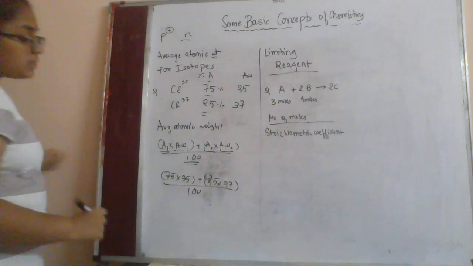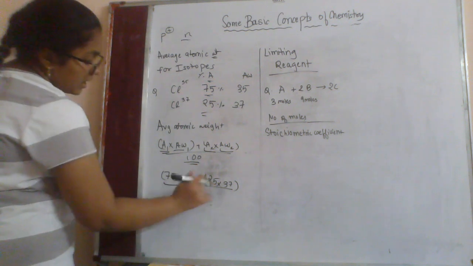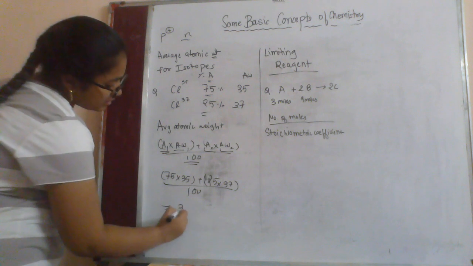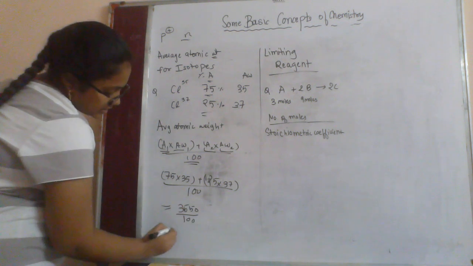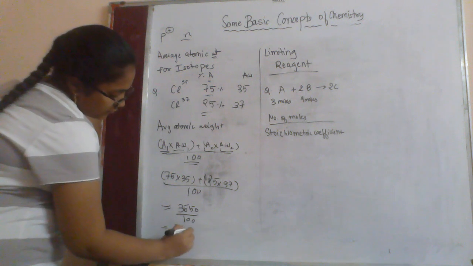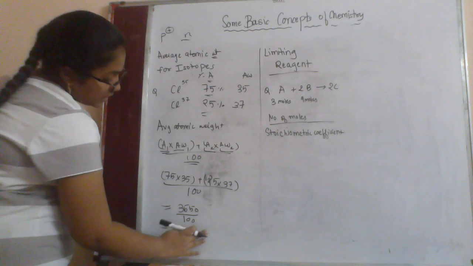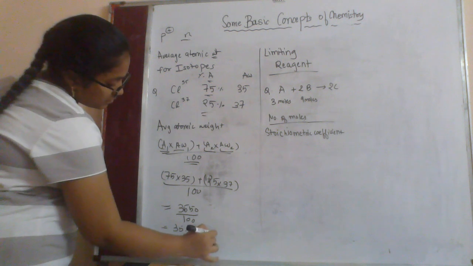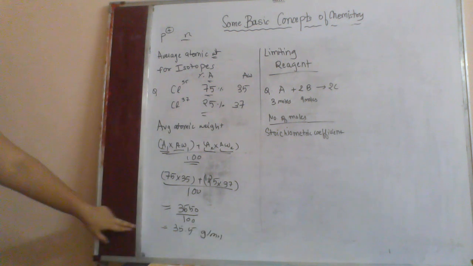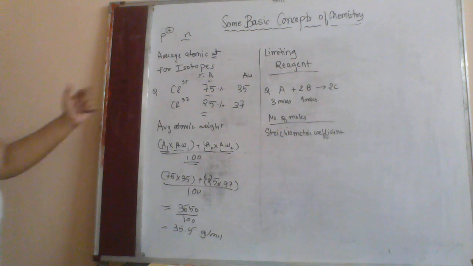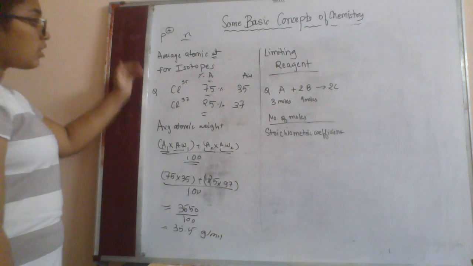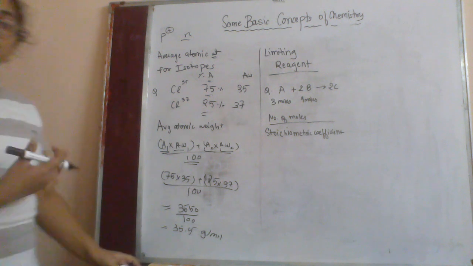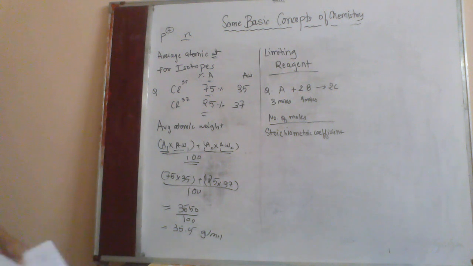After multiplying and adding, we will get 3550 divided by 100, that is 35.5 gram per mole, which is the average atomic weight of a chlorine atom. It is the average atomic weight for all isotopes of chlorine. Similarly, you can find it for other atoms or other isotopes of elements as well.